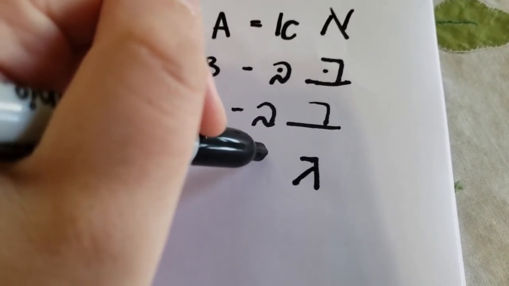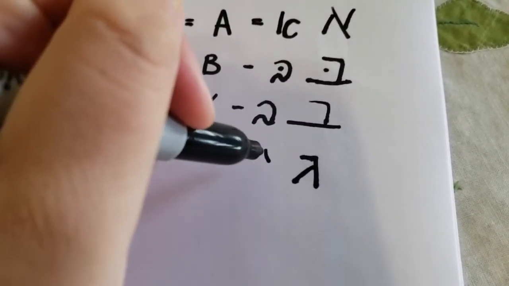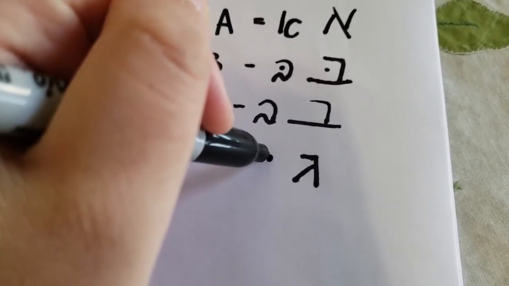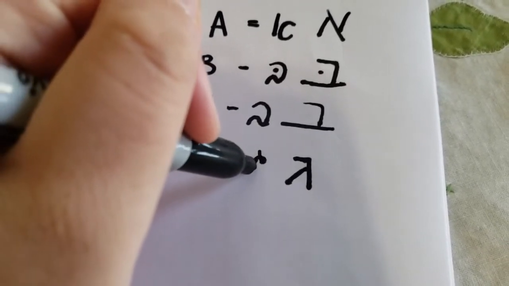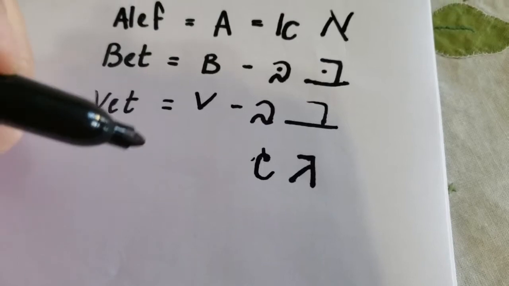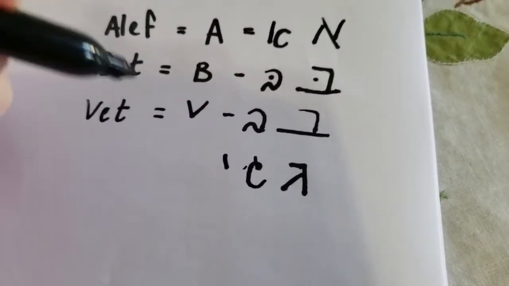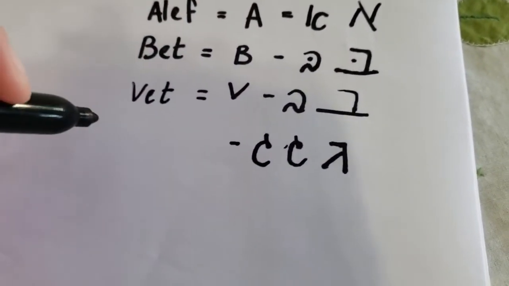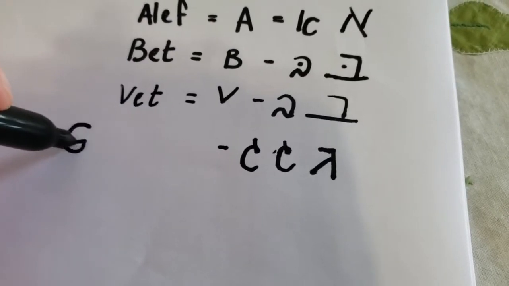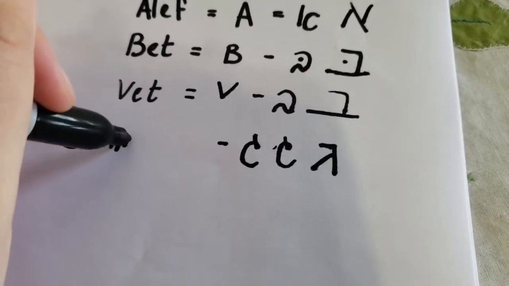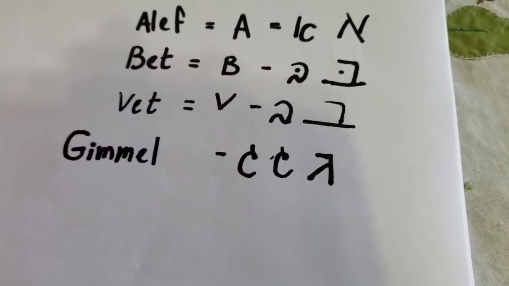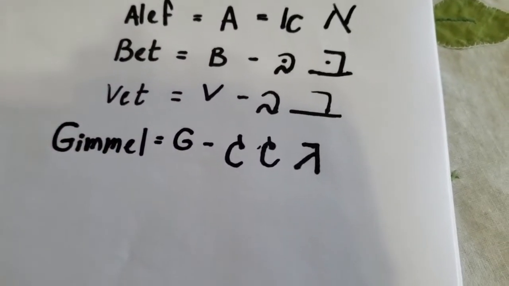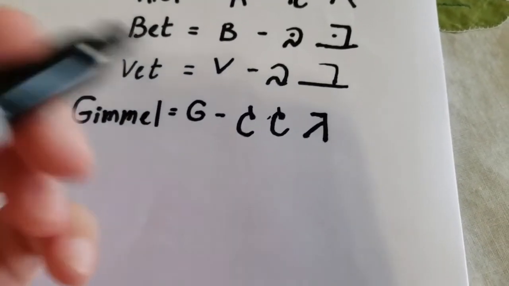Now the script way is, you make a tilted kind of line. You make a small loop, and then you make a circle. Let me do this again. Small line, make a small loop, and then you go around. Okay, this letter is called Gimel. The sound that this letter makes is G, like go.